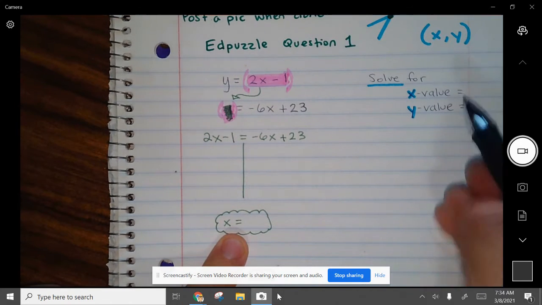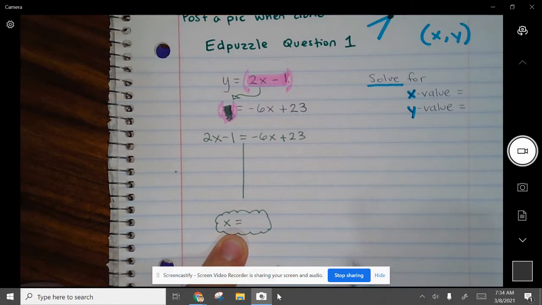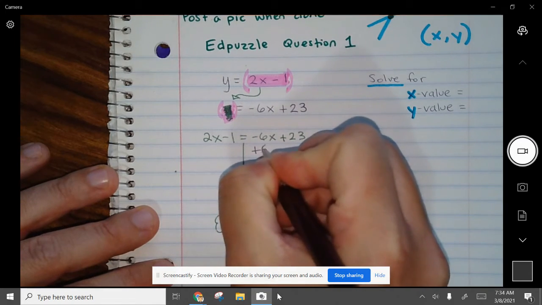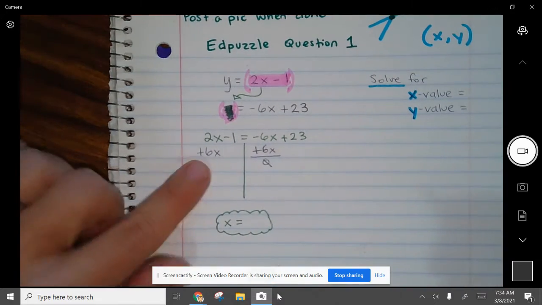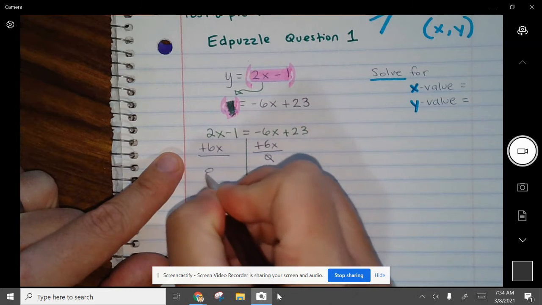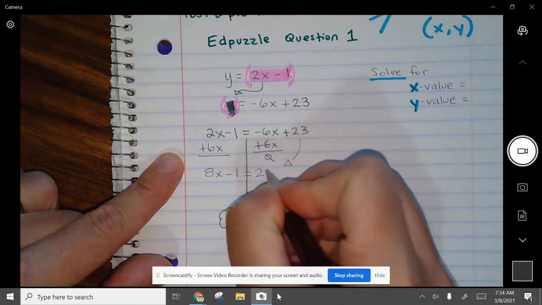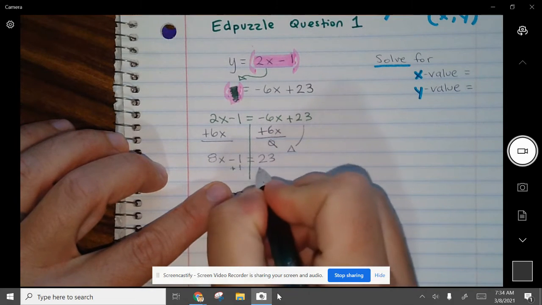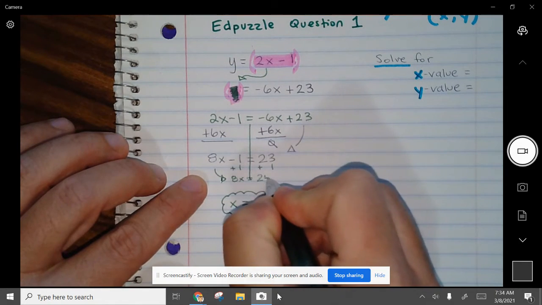The question is, it doesn't just want x. I'll be able to put an answer here. I'll have an answer for x. But it also wants to know y. So let's just go ahead and find x first before we get too far ahead. I'm going to go ahead and add 6x. I jumped ahead on you. Add 6x here, because it's negative. I know that's going to be 8x minus 1 equals, bring this down, 23. Now I'm going to add 1 to get rid of the constant here. And I'm going to have 8x equals 24.